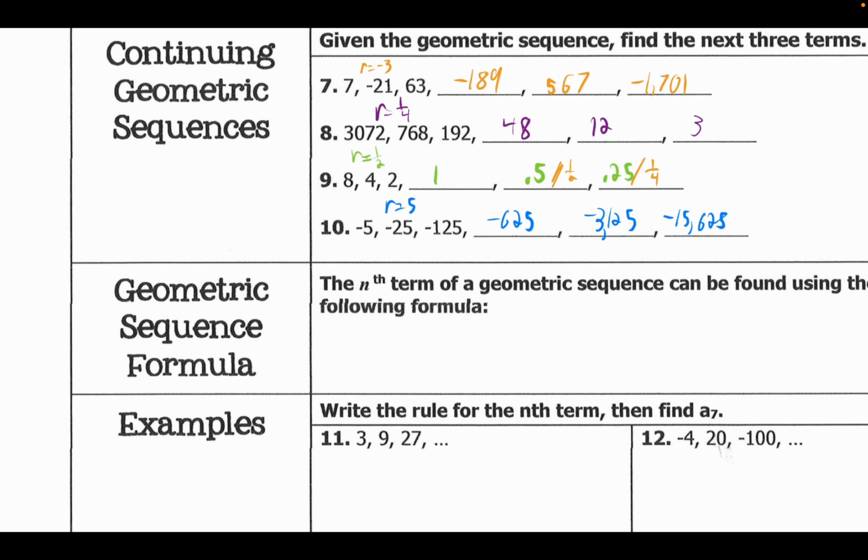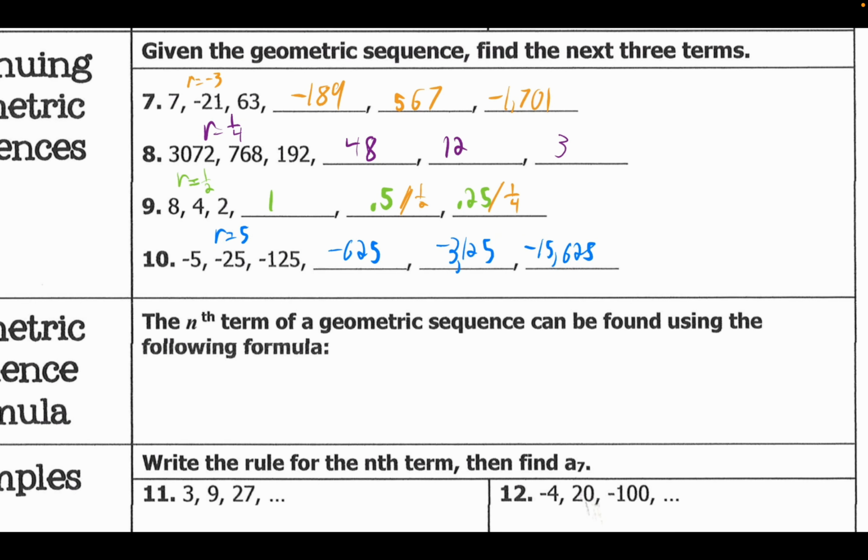So now, just like there was a formula to find the nth term of the arithmetic sequence, there's similarly a formula for the geometric sequence for the nth term. And it's this formula, where a sub n is equal to a sub 1 times r to the power of n minus 1, where a sub 1 is the first term again, and r is the ratio like we were talking about earlier. And n is whatever number of term you're on or wanting to find.